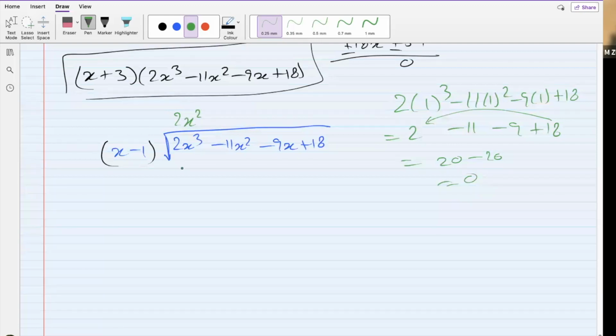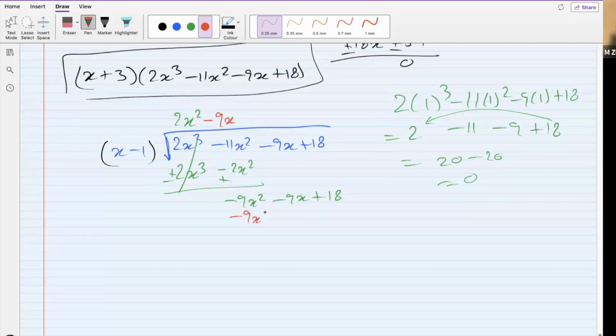Dividing it with this, 2x square. x into this is 2x cube, minus into this is minus 2x square. Plus minus minus plus, signs change. 9, 10, 11. So minus 9x square minus 9x plus 18. And then to get minus 9x square, we multiply with minus 9x. Minus 9x square. This into this is, okay, this was the mistake.